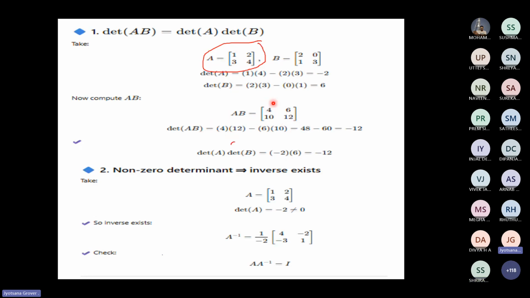Now what is the determinant? 4 into 12. You can use row elementary operations also to find the determinant, it is up to you. 4 into 12 is 48, minus 6 into 10, which is 60. So 48 minus 60 is minus 12. So determinant of AB is minus 12. Now we'll see determinant of A, which you calculated as minus 2, and determinant of B is 6. So determinant of A into determinant of B is also minus 12. So we have basically validated this. There are formal proofs also, but right now we are just focusing on understanding the concepts and properties. Non-zero determinant means the inverse always exists.